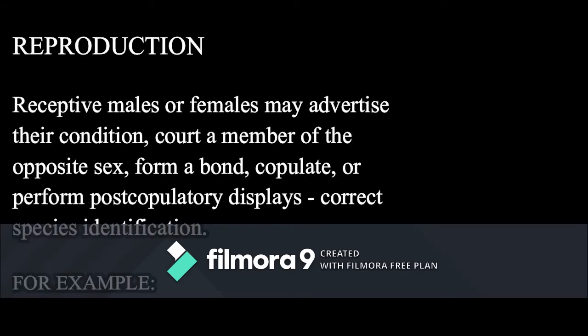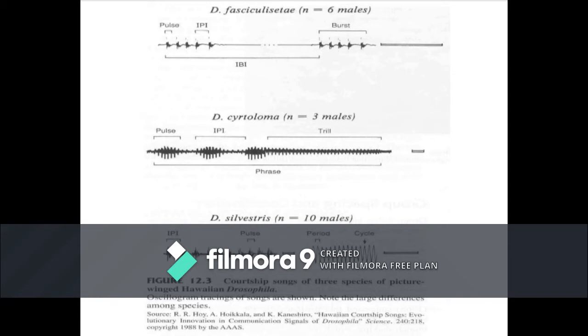Reproduction. Receptive males or females may advertise their condition, court a member of the opposite sex for a bond, copulate, or perform post-copulatory displays, and species-specific identification. For example, Drosophila.